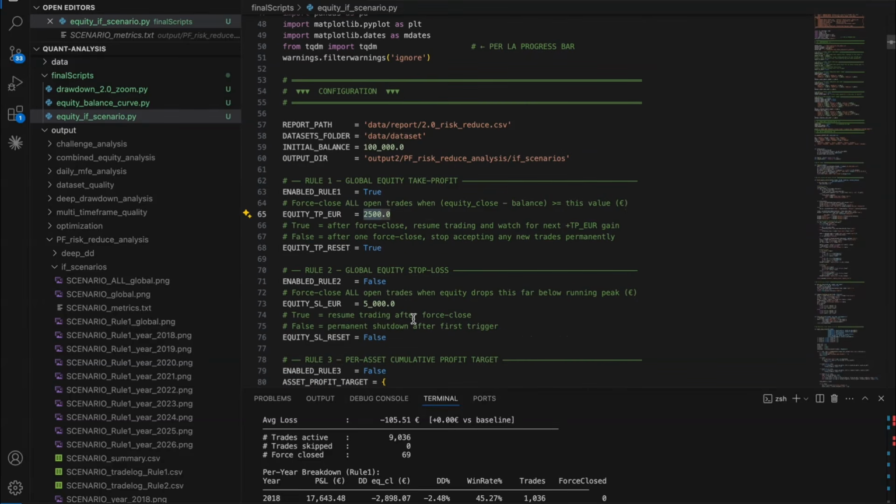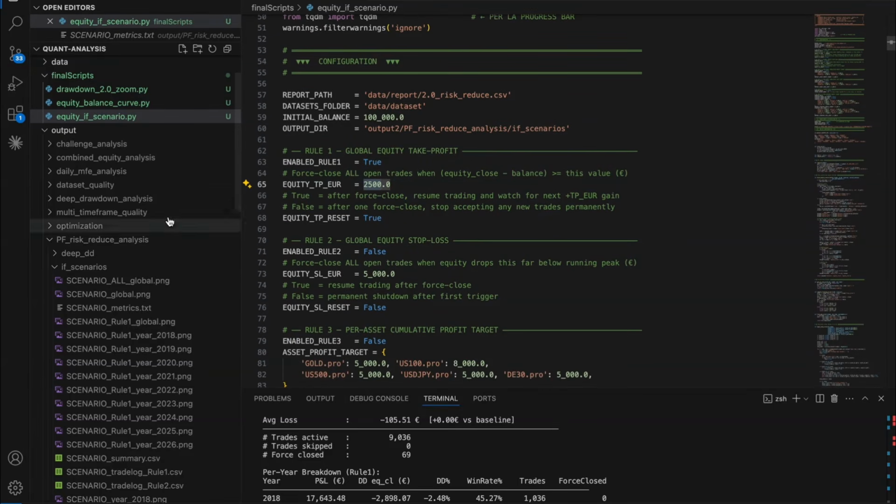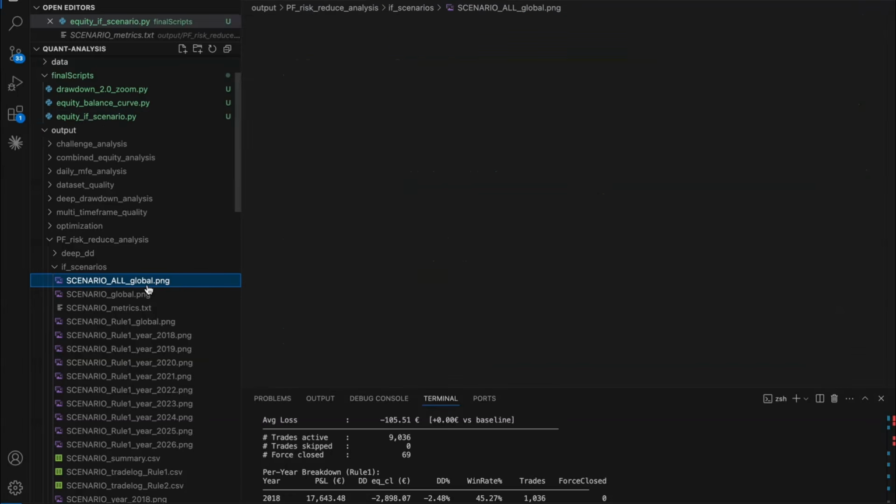Okay, that's a very simple thing. Each time the equity line reaches 2,500 euro, it's going to trigger a take profit for all the positions. It's a bulk operation, it's called that. It means it's going to close all of the positions at the same time.